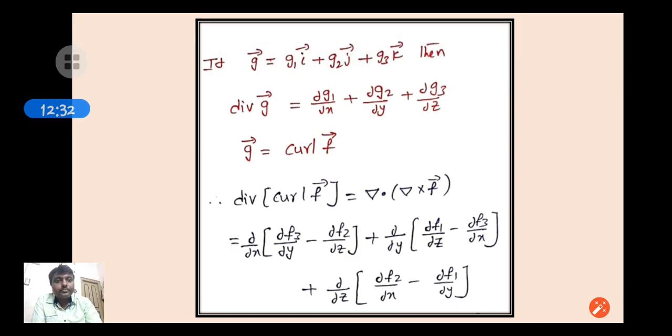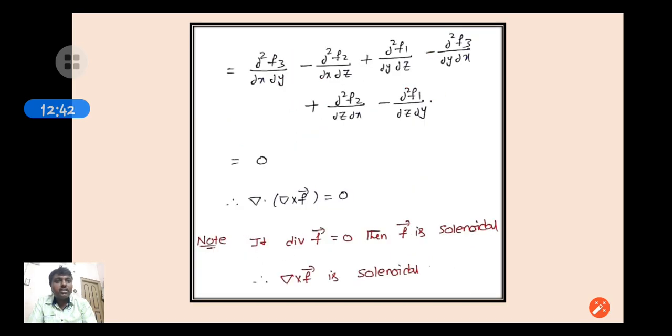Now we are applying partial derivatives. ∂/∂x of ∂f3/∂y, that is nothing but ∂²f3/∂x∂y. In the same way you can apply the partial derivatives. You are getting ∂²f3/∂x∂y minus ∂²f2/∂x∂z plus ∂²f1/∂y∂z minus ∂²f3/∂y∂x plus ∂²f2/∂z∂x minus ∂²f1/∂z∂y.